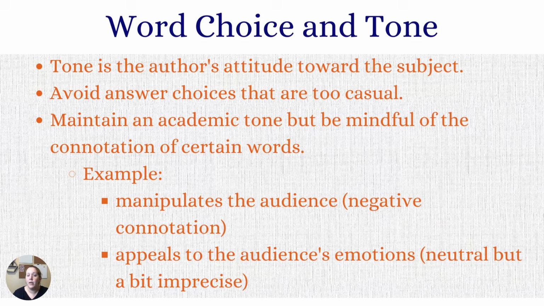So for example, if you have two different answer choices, let's say you've eliminated the other three, but one of them says the word manipulates the audience, and the other answer choice talks about appealing to the audience's emotions. Well, manipulates has a negative connotation. So if the passage does have a negative tone, meaning that the writer does have a negative attitude toward the subject, then manipulates might be the best answer. However, if the passage is more neutral, maybe it's meant to be informative and not negative, then manipulates would not be the best answer there. Instead, you might choose appeals to the audience's emotions.